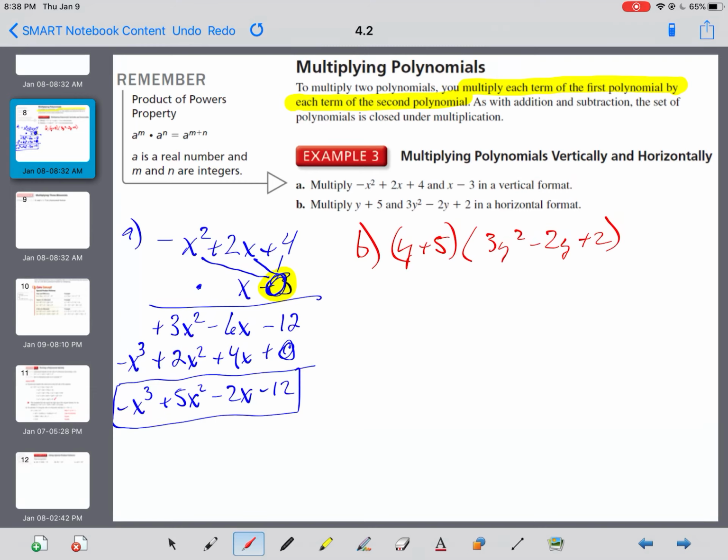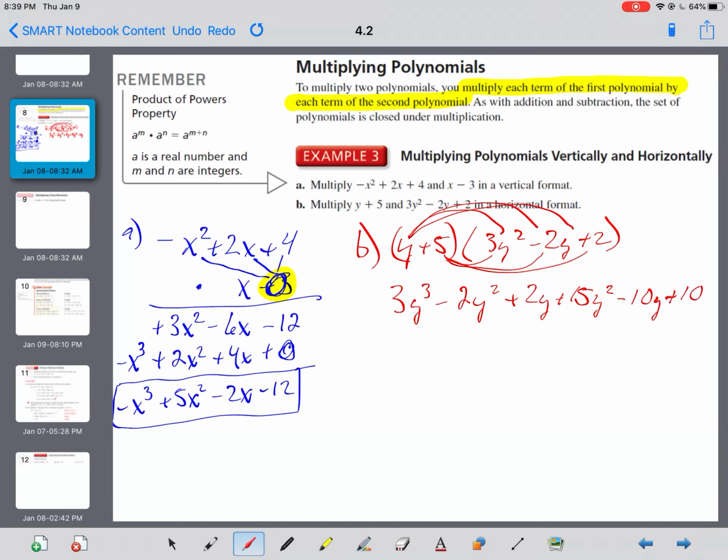But everybody times everybody. So the y times the 3y squared is 3y to the third. The y times the negative 2y, negative 2y squared. The y times the 2, 2y. 5 times the 3y squared is 15y squared. 5 times the negative 2 is negative 10y. 5 times positive 2 is positive 10. And do your like terms.